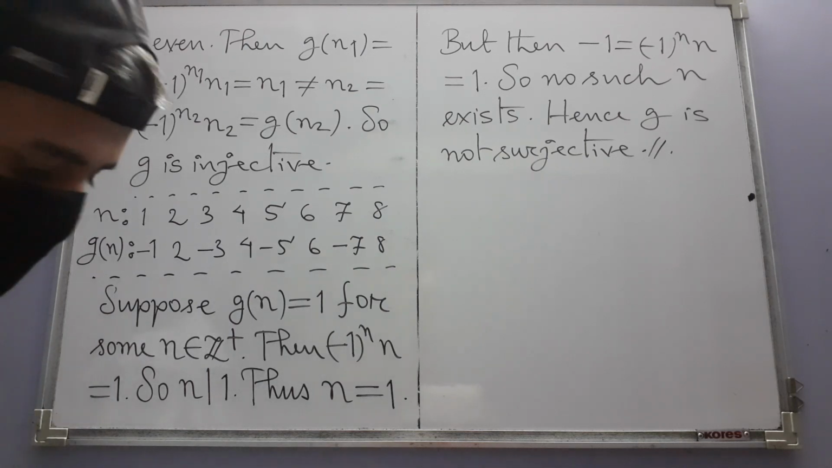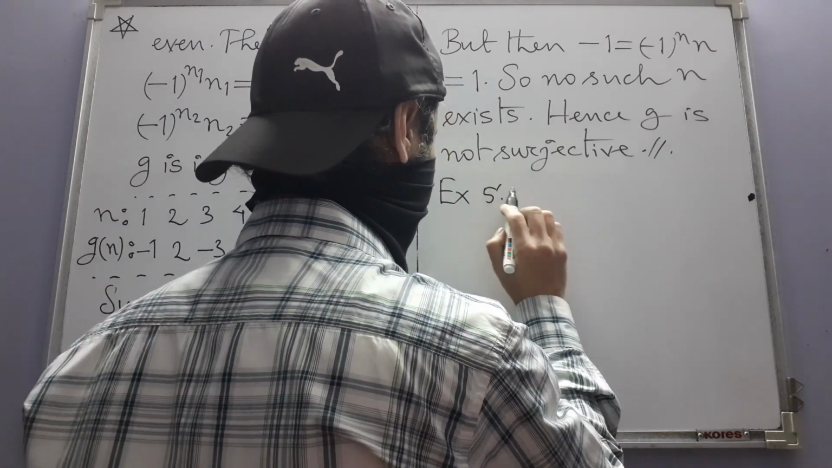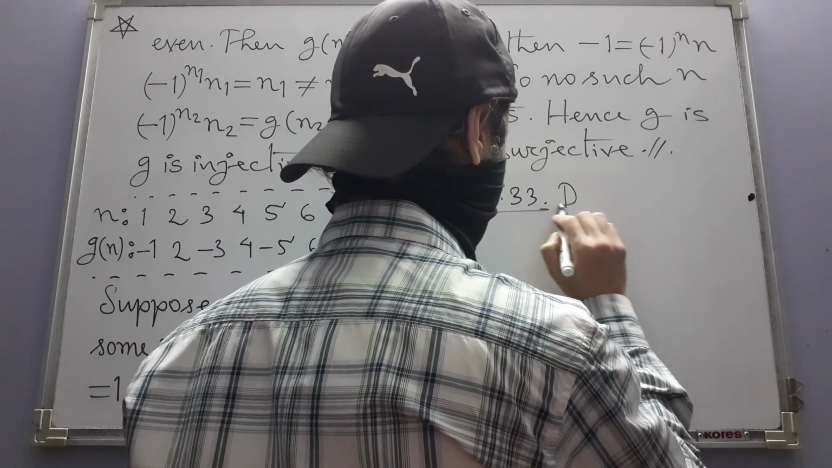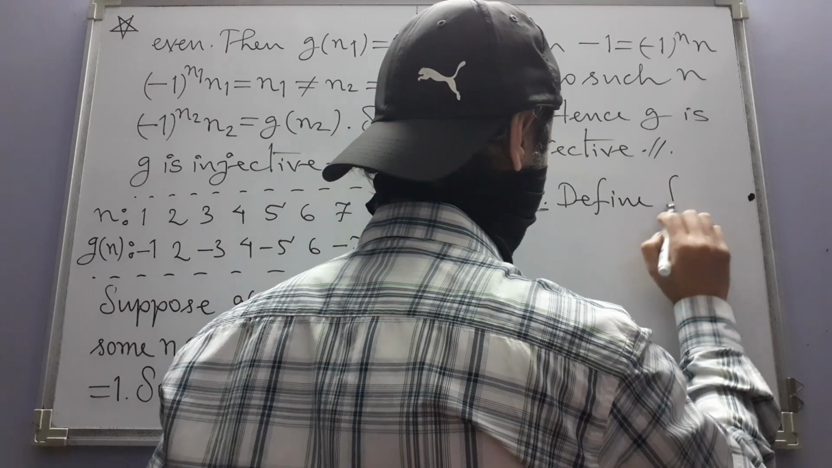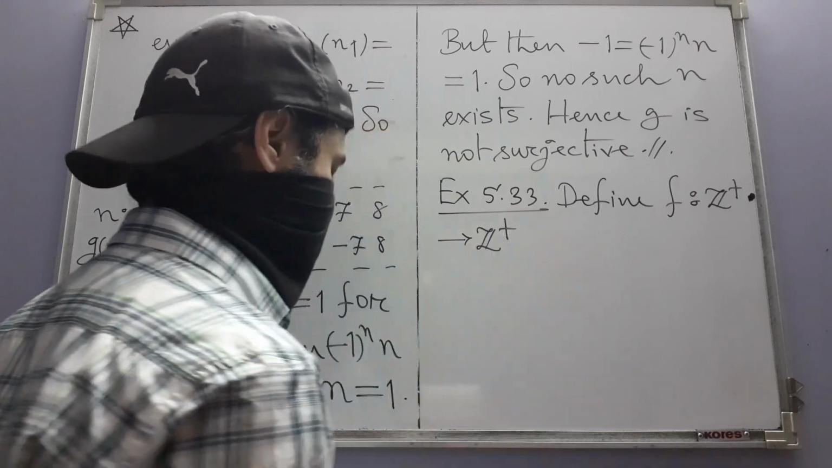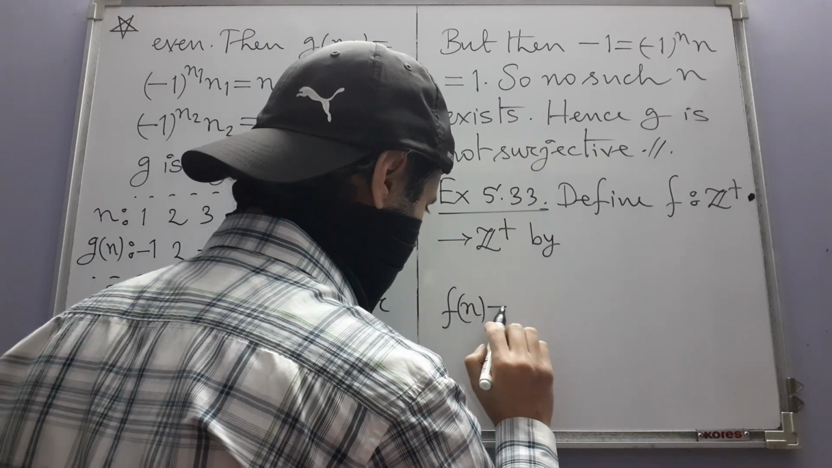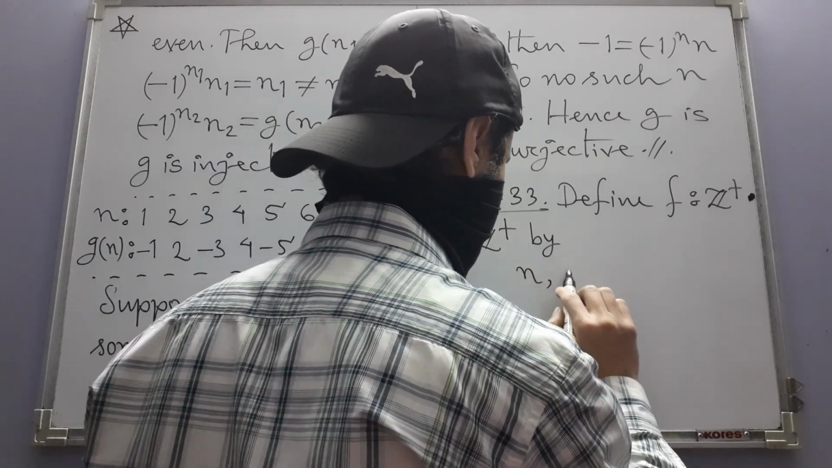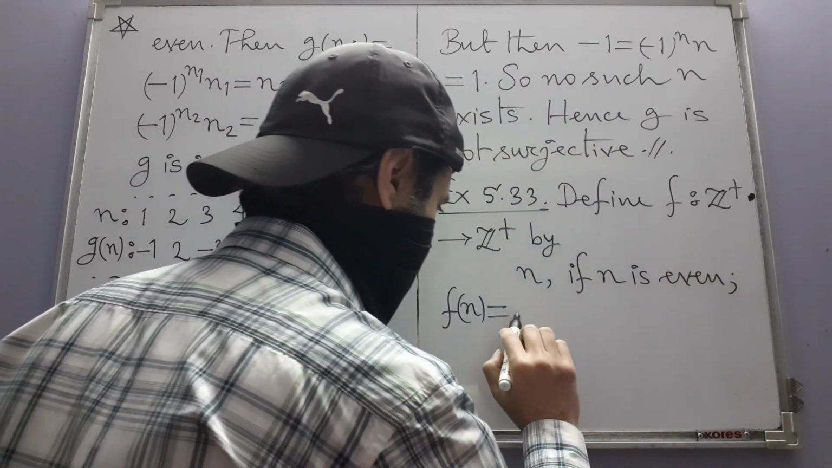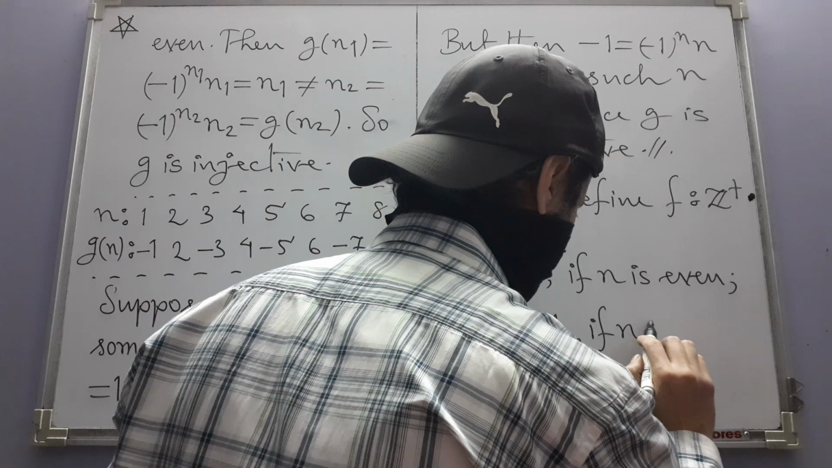Next is exercise 33, and this is the one you specifically asked me to solve. Define a function, this time from the set of positive integers into itself, by this rule. f of n is n itself if n is even, and n plus 1 divided by 2 if n is odd.